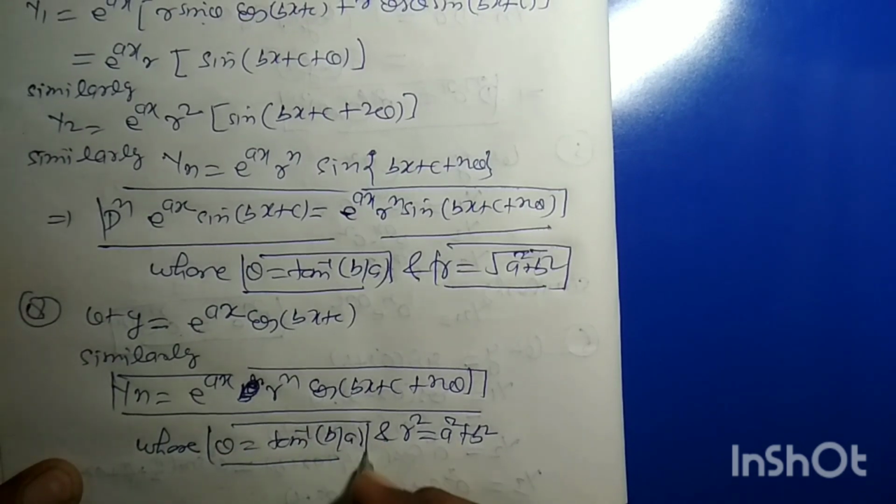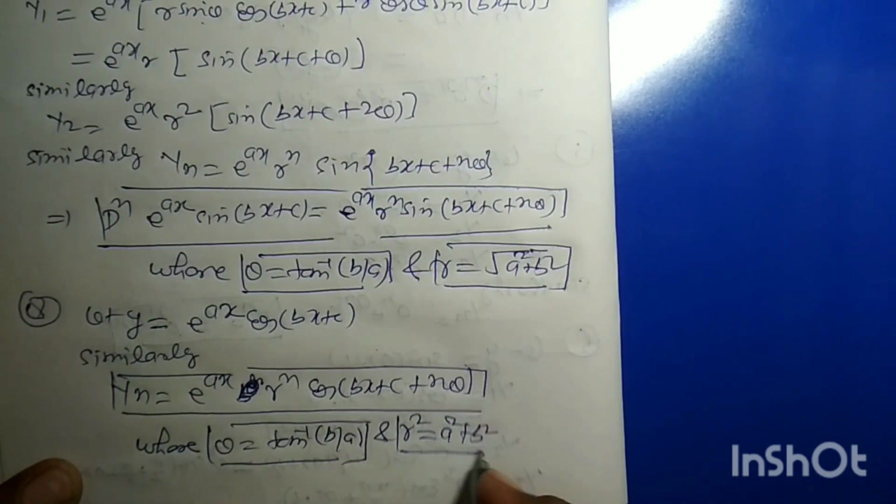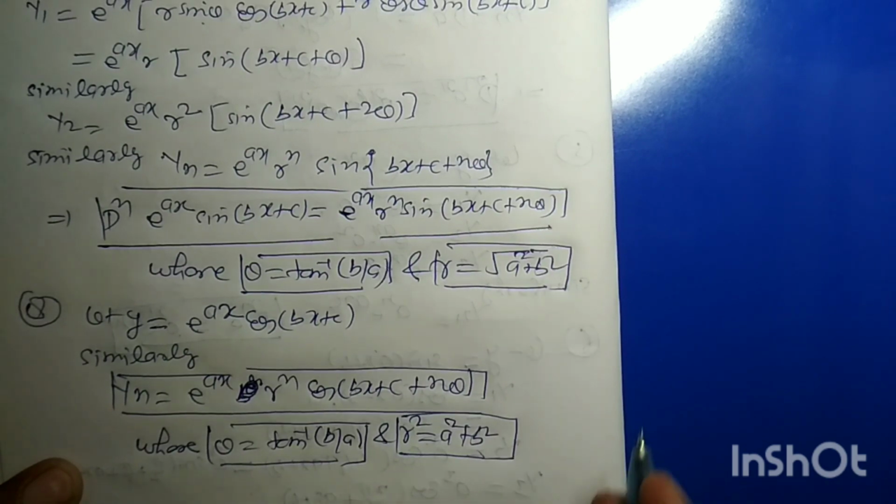These are the standard identities for finding the nth derivative.